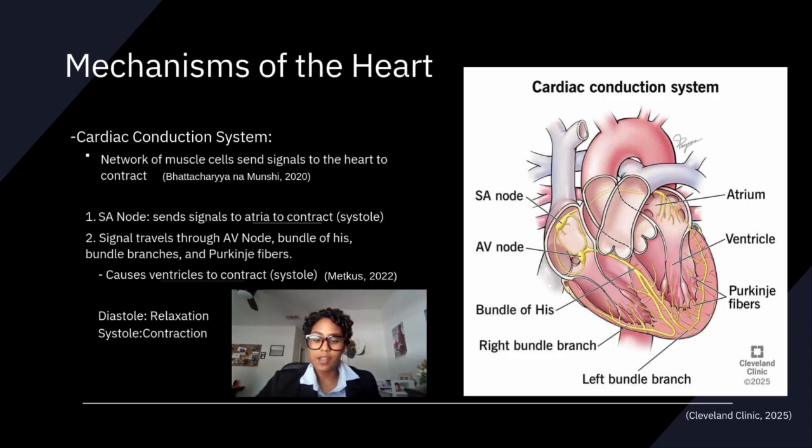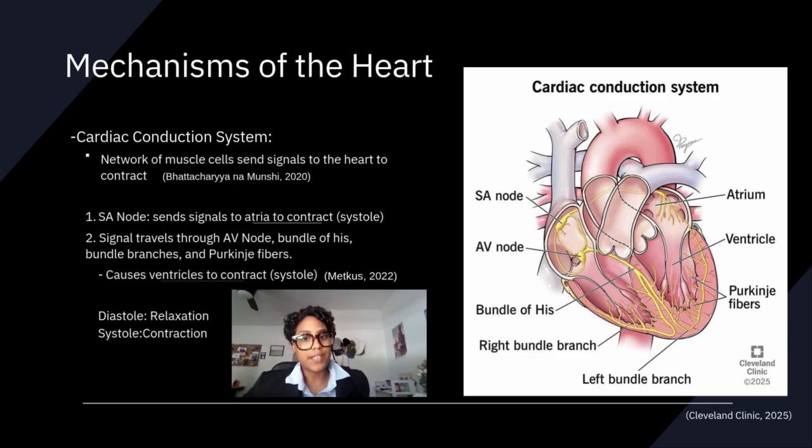I thought I would touch on a little bit about the mechanisms of the heart, more specifically the cardiac conduction system. The cardiac conduction system is very, very complex. There are a lot of systems that come into play with it, but I thought I would briefly go over it a little bit. Alrighty, so the cardiac conduction system is a network of muscle cells that send signals to the heart to contract.